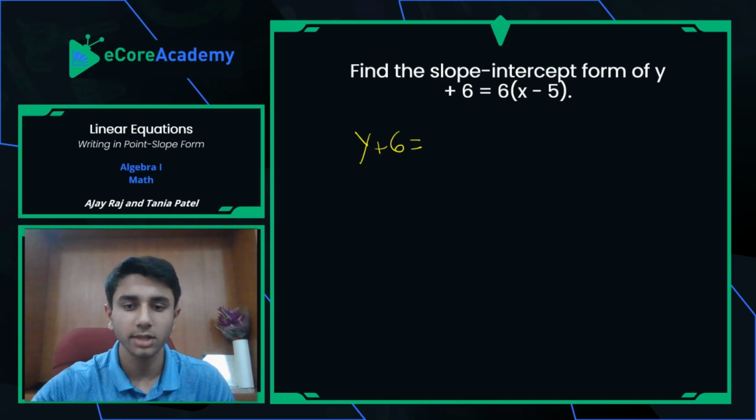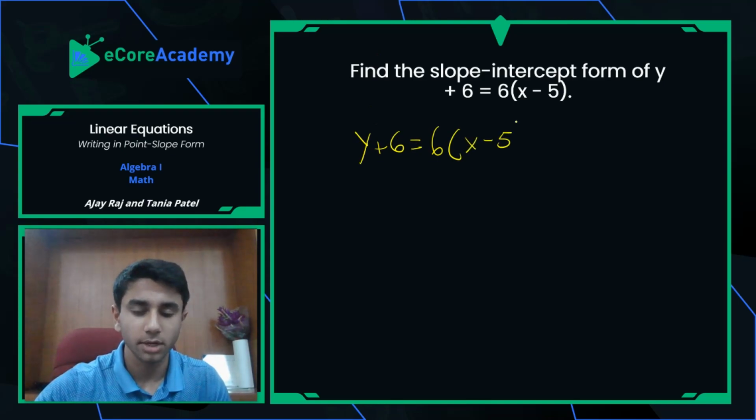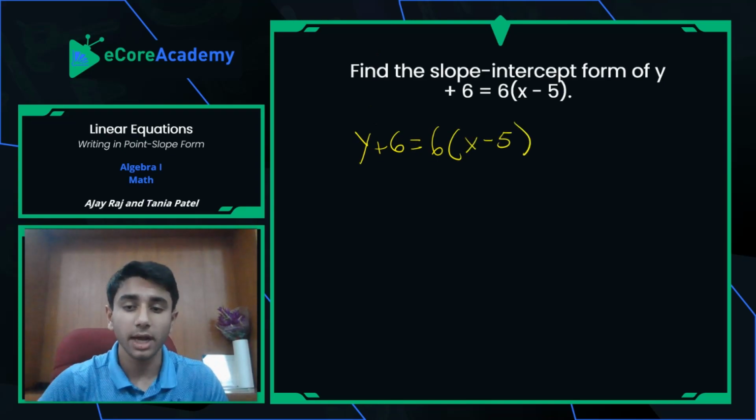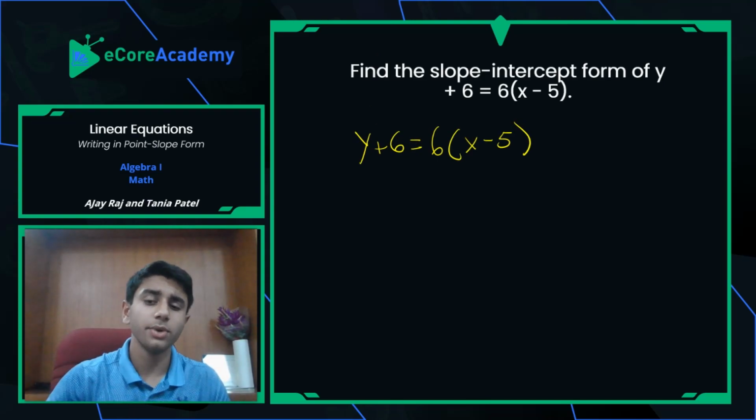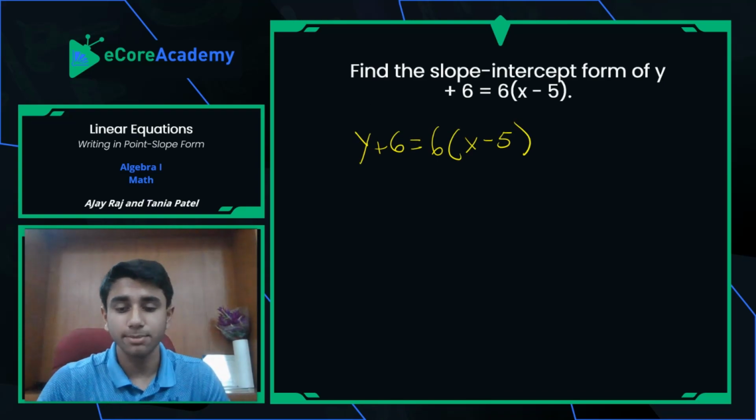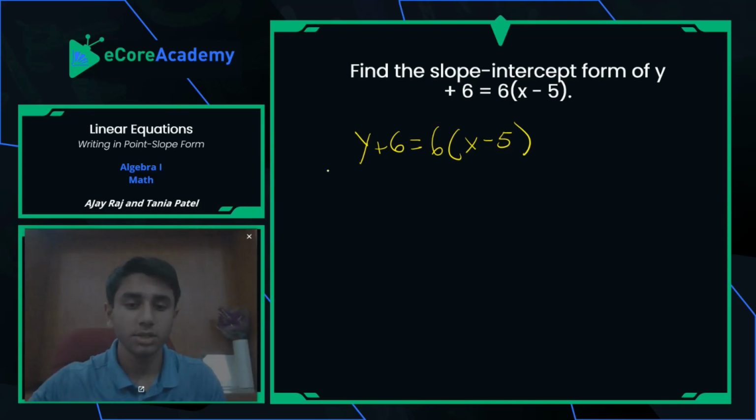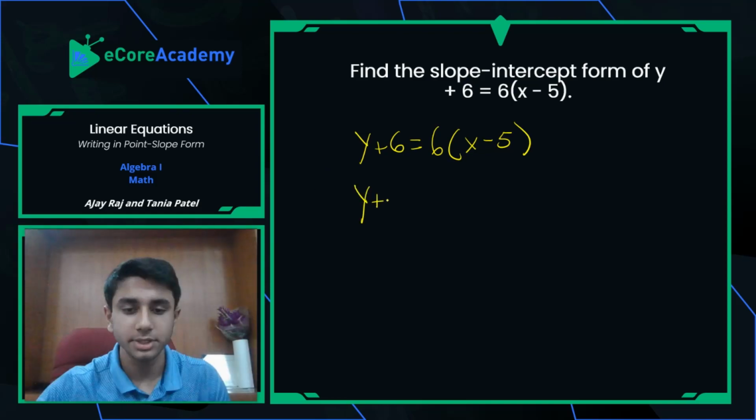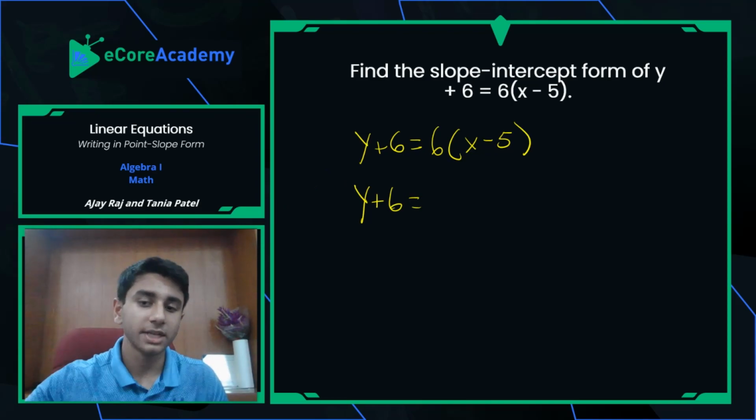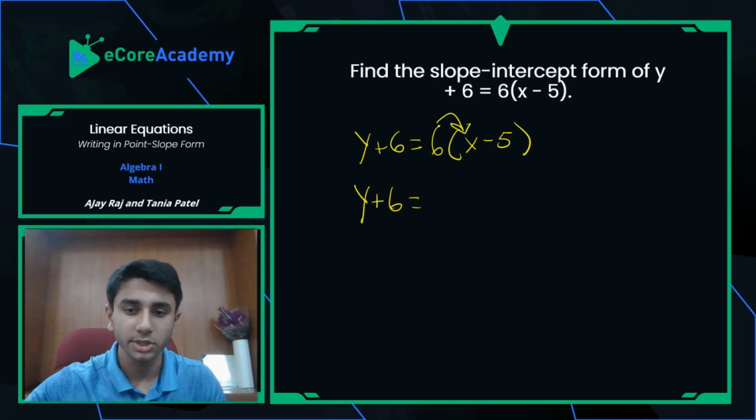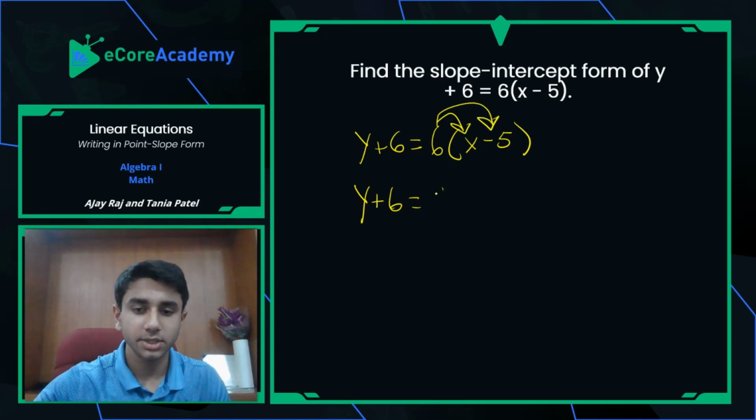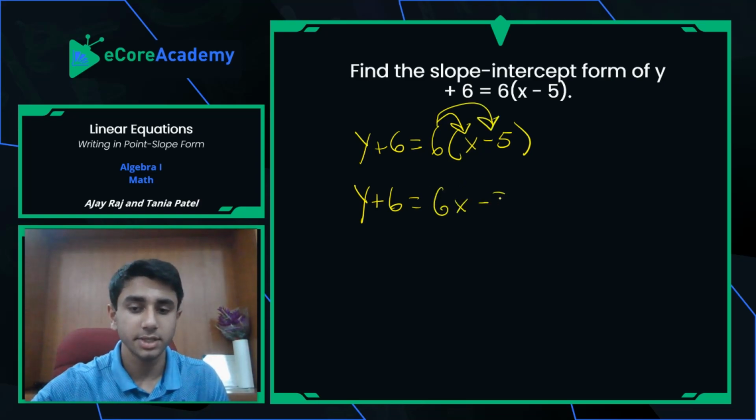I always like to rewrite it so that I actually start to memorize what the numbers are. So 6 times x minus 5. And then the next thing that we're going to do here is expand out 6 times x minus 5. I'm going to distribute that 6 across to the x and the negative 5 just to get rid of the parentheses. So we're going to leave y plus 6 on this side. We're going to multiply 6 to x and 6 to negative 5 with the distributive property of multiplication. So 6 times x is 6x, 6 times negative 5 is negative 30.